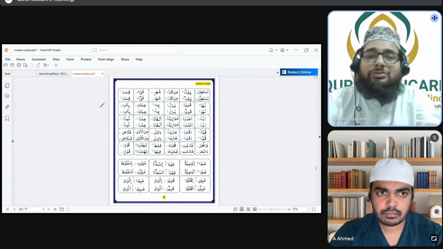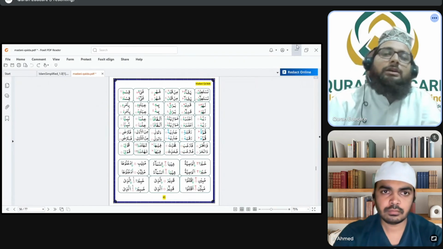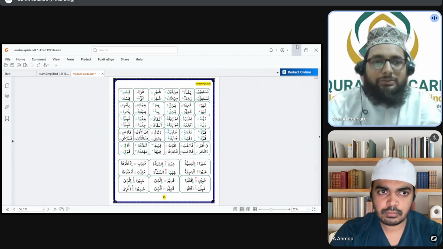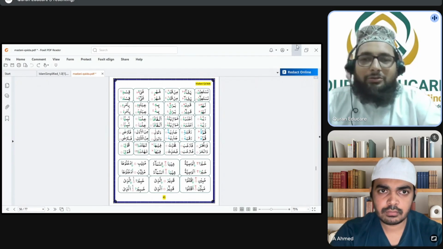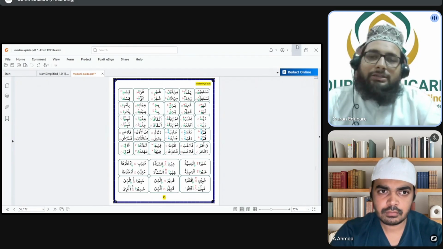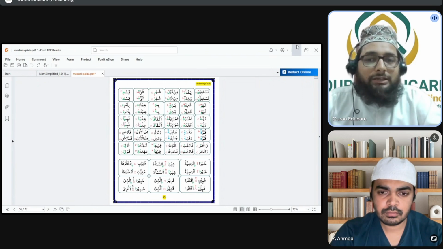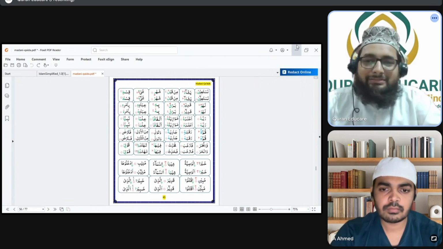to recite the Quran. And after learning these rules, one should be able to recite the Quran very well. According to Tajweed rules, he can avoid the major and minor mistakes as well.